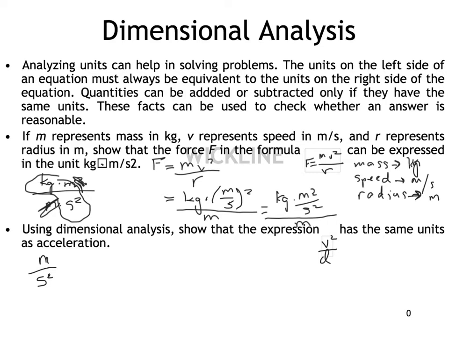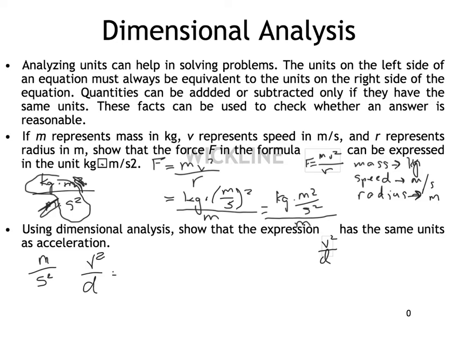But we want to use the expression v squared over d and show that it has the same units as acceleration, because at first glance it probably doesn't. It doesn't look like that at first glance. So we'll see what we can manage. I'm going to go ahead and rewrite the original equation, which is v squared over d.